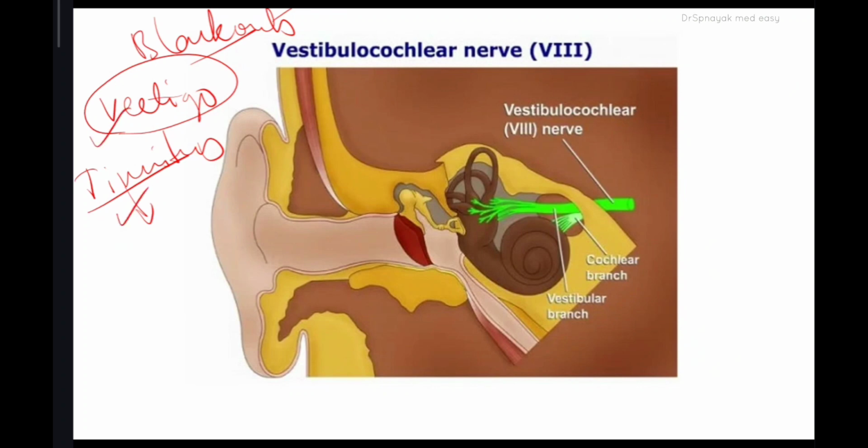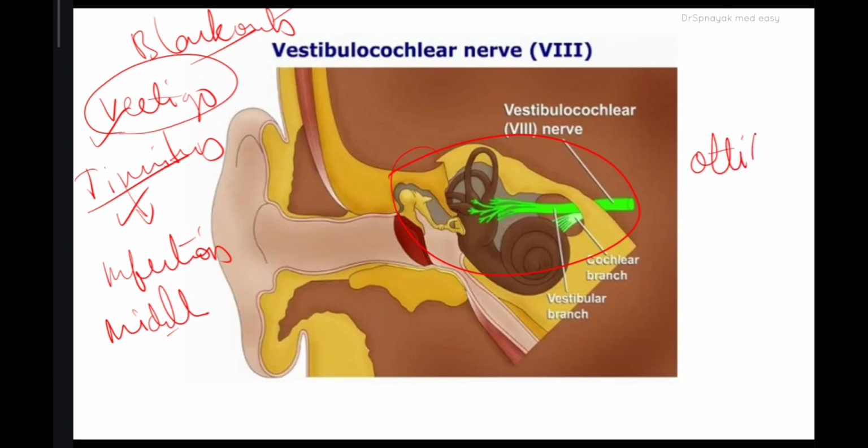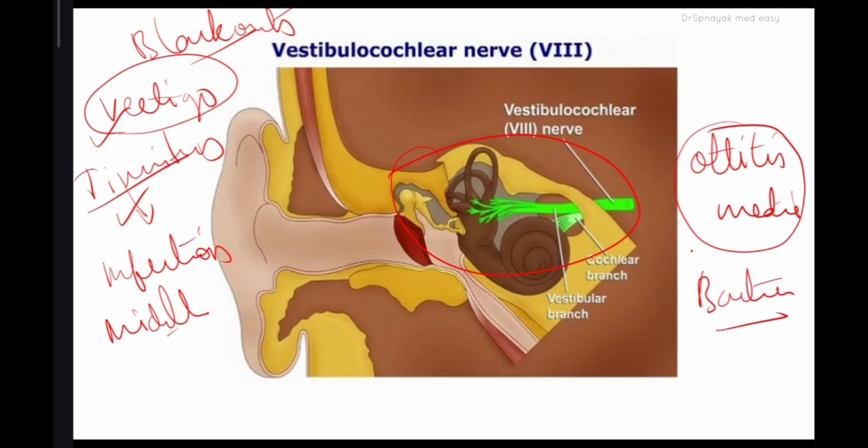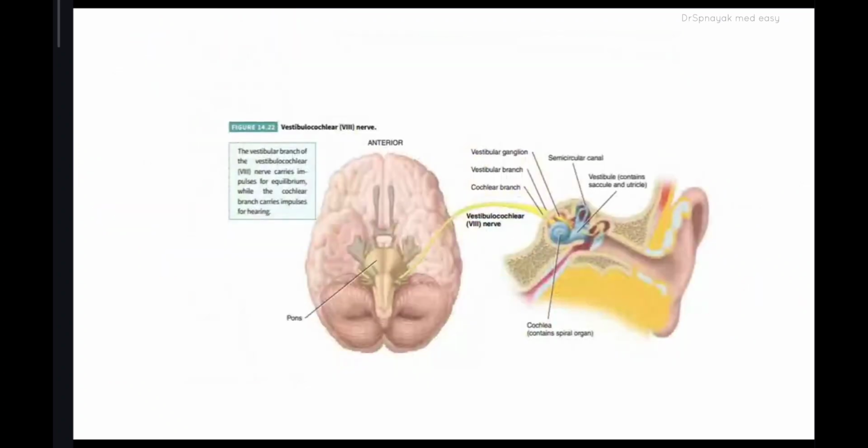Vertigo and tinnitus are mainly caused due to infection in the middle ear. Middle ear infection is simply called otitis media, which is mainly caused by bacterial infection. If anybody has otitis media, the patient will develop vertigo or tinnitus or other clinical presentations, and finally it may also cause deafness. These are important points about the vestibulocochlear nerve. I think you understood.